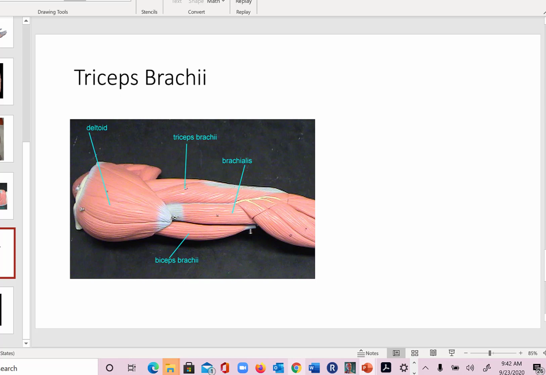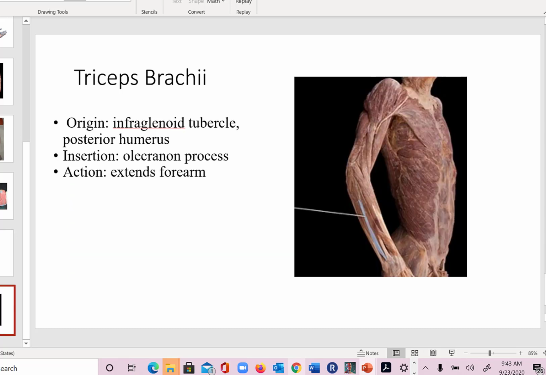Most professors will not ask you to identify them individually, but you should always check with your professor. The origins we want you to know are the posterior humerus and the infraglenoid tubercle of the scapula. Its insertion is the olecranon process of the ulna. And I am highlighting in purple the triceps brachii, and we can see its lateral head and long head here. And the action of the triceps brachii is to extend the forearm.